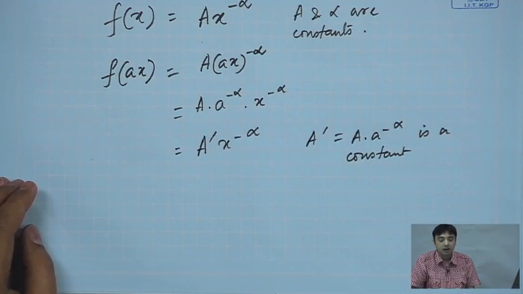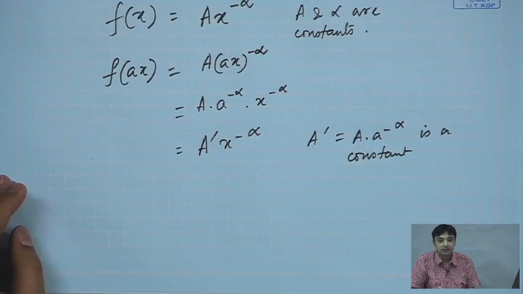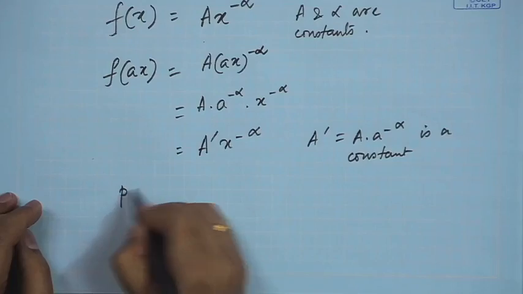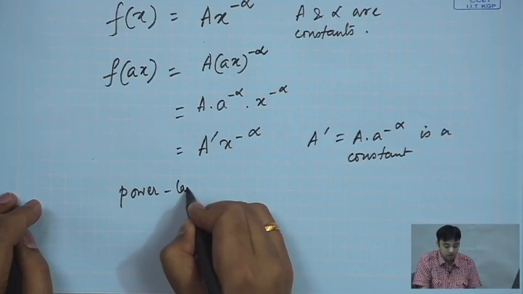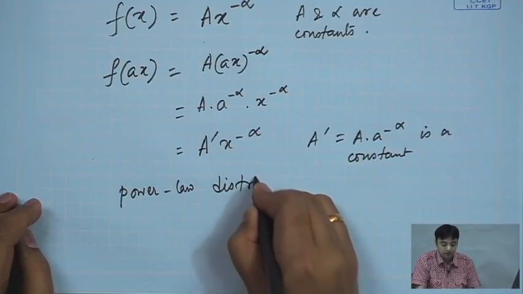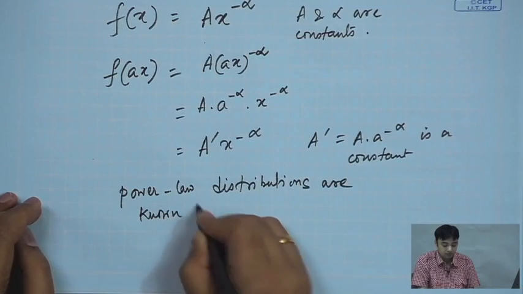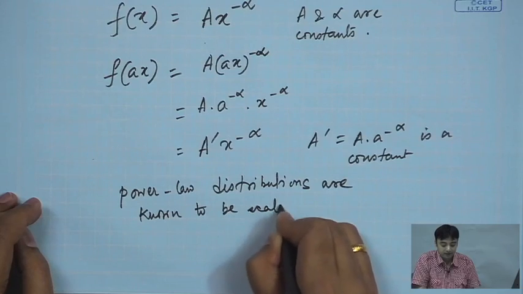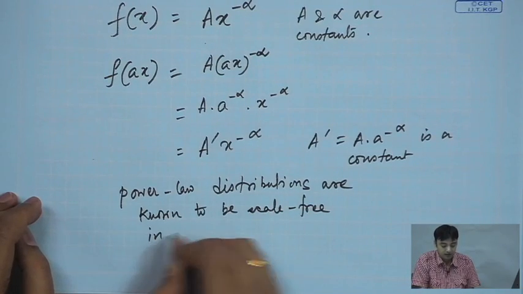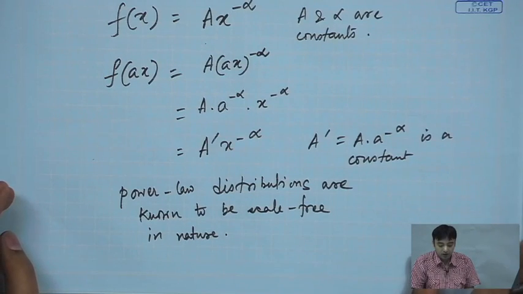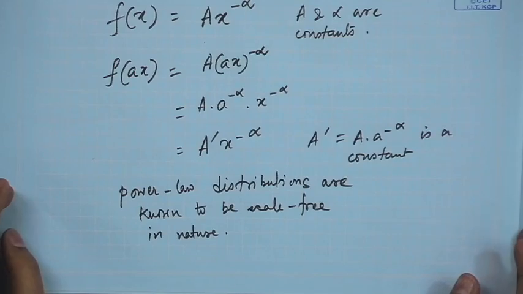So, you see the new scaled function also looks exactly similar in shape to the original function f x. That is why power law distributions are known to be scale free in nature. Fine. So, this is one of the interesting properties of power law topologies which have a power law distribution.